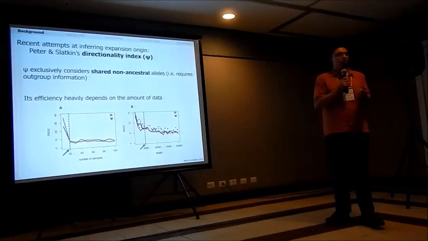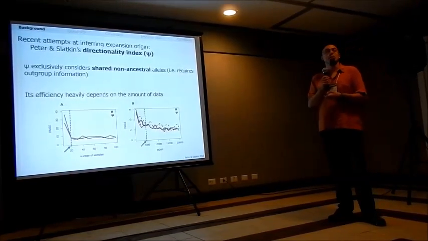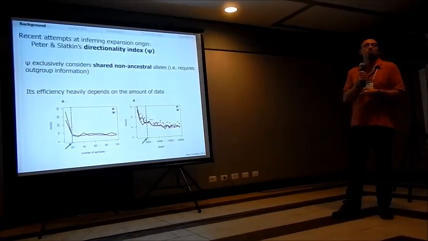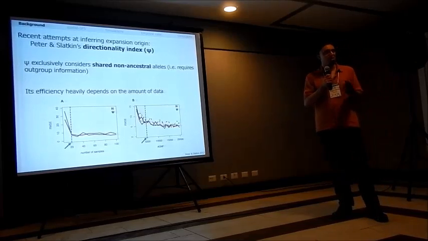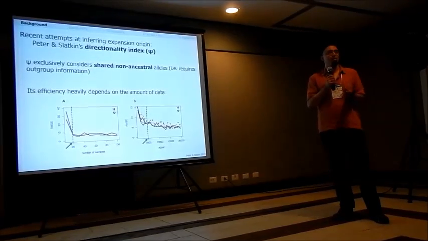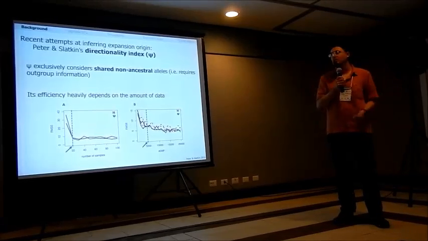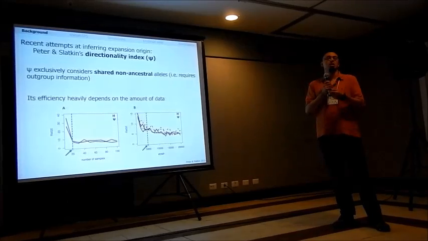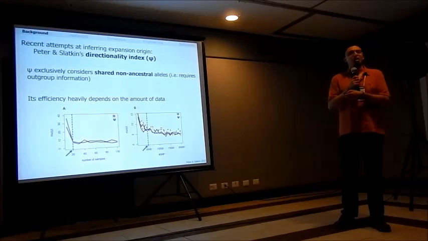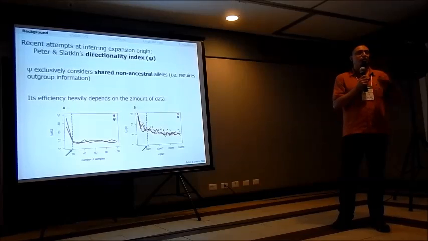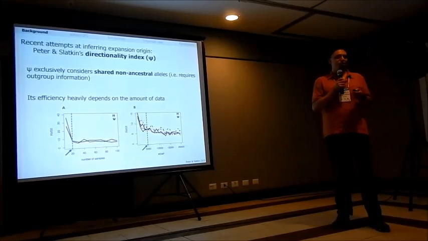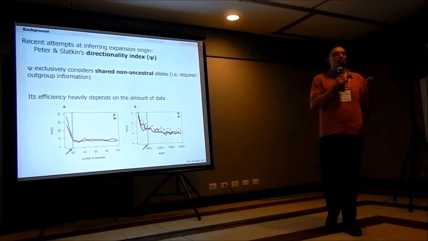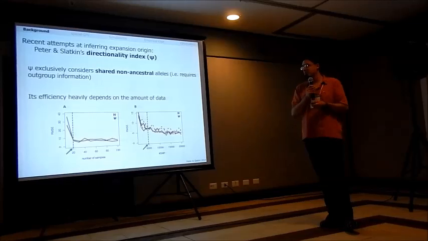There is an issue with this index, although it has been proven to work, and it has to do with the amount of data it needs. The directionality index considers shared non-ancestral alleles only, which means part of your data is going to be thrown out no matter what. All the private alleles are not taken into account. The other aspect is that you need to know the polarity of the SNPs, which SNPs are ancestral and which are derived, so it only works for a species where you have that outgroup information. However, because of sampling issues and sometimes cost, we cannot get information about the outgroup for all the species we're interested in.